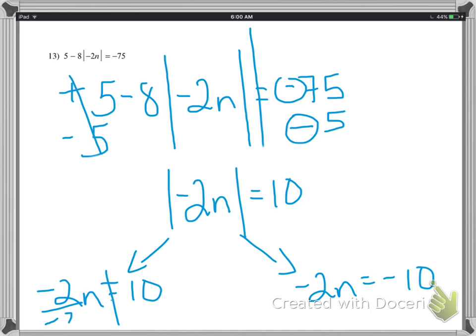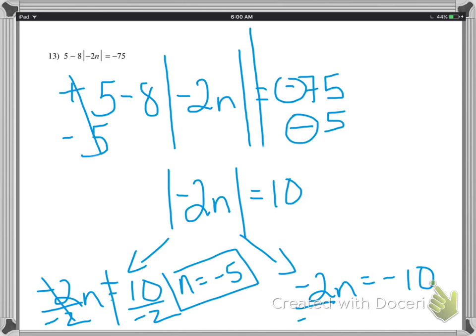Dividing both sides by the negative 2, that's going to give me n equal to negative 5. Apologies for the sloppy writing. I'm out of room. Then over here, dividing by a negative 2, that's going to give me, up here, n is equal to positive 5. Are the answers always the positive and negative version of themselves? No. That just happened in this case.